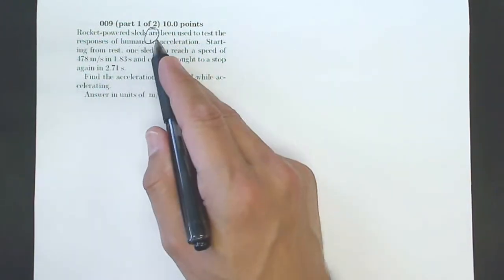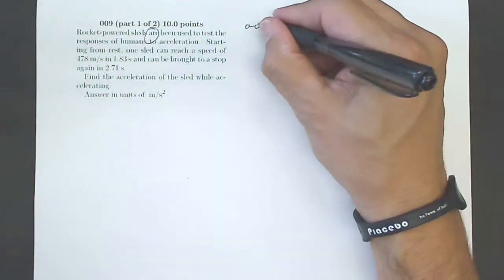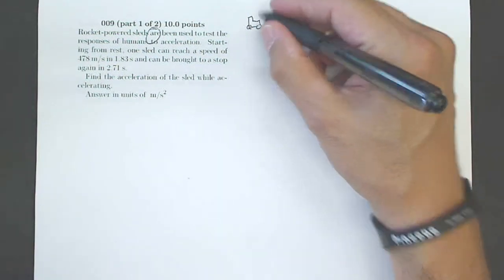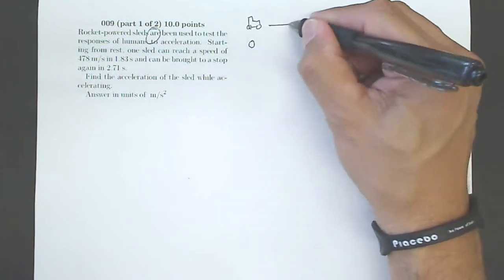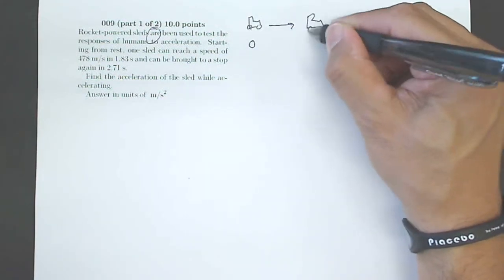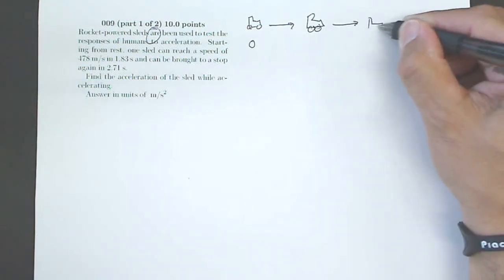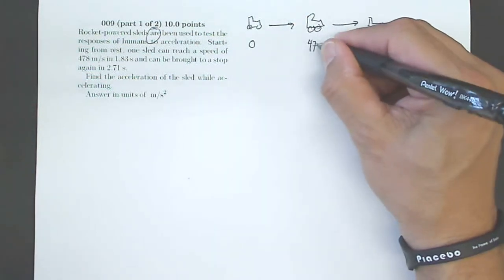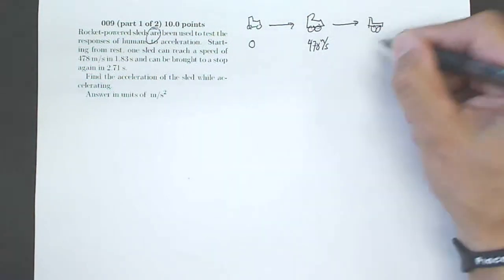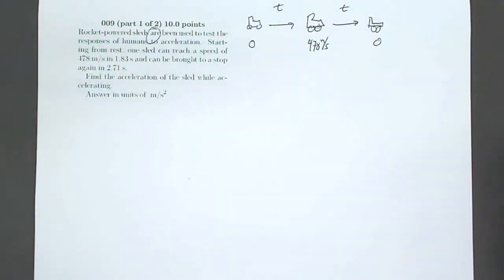Well, this is part 1 of 2. This is a little bit of a complicated problem because we've got this rocket-powered sled, whatever it looks like with a little chair on it, and it starts at 0 meters per second. Then after some time, it's zipping along at some fast speed. Then after some more time, it's come back to a stop. So be careful because we've got a 0, a 478 meters per second here, and then we're back to 0. And I've got this time, and I've got this time.